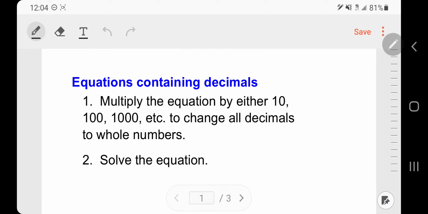The first thing you want to do is try to get rid of your decimals in the first step, by multiplying by some factor of 10. We can multiply an equation by 10, 100, or 1,000 to change all of our decimals into integers. You pick the factor based on the term with the most decimal places, and then solve the resulting equation by isolating your variable.